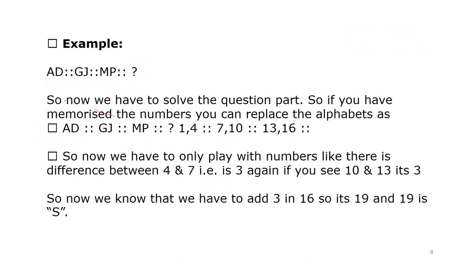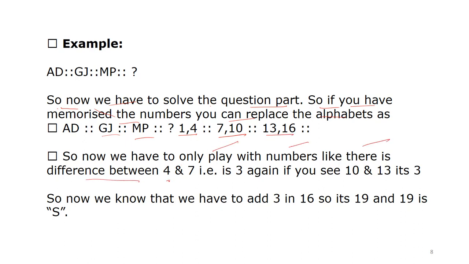So first step, same thing we have discussed, I'm going stepwise. We have to solve the question part. If you have memorized the numbers, you can replace the alphabets. As I've already mentioned, AD is 1, 4, GJ is 7, 10, and MP is 13, 16. Now we only have to play with numbers like this.